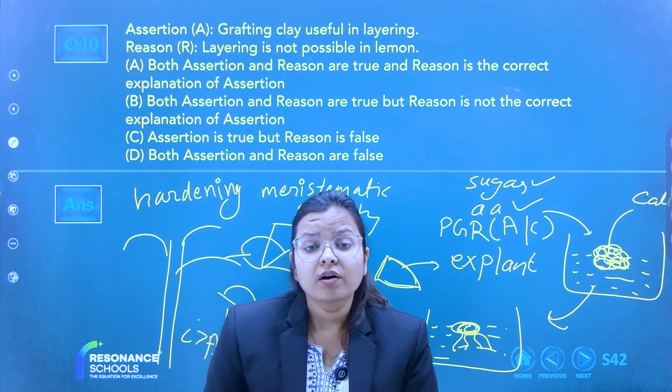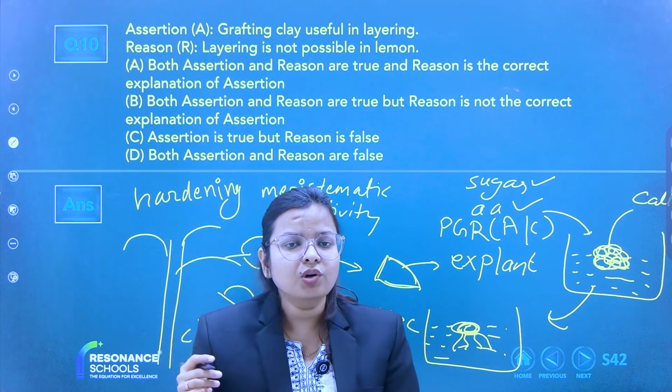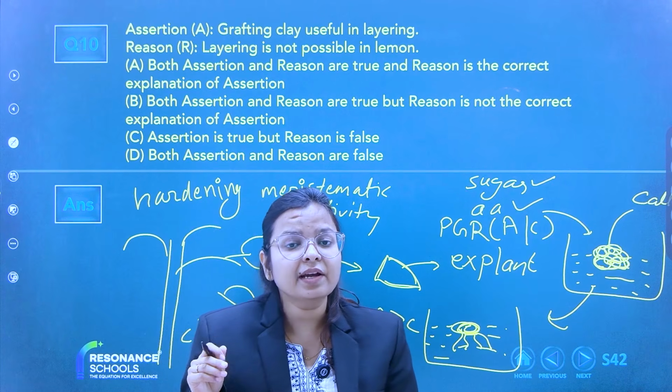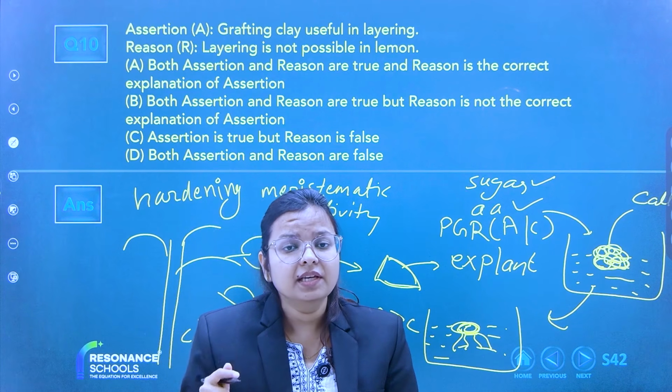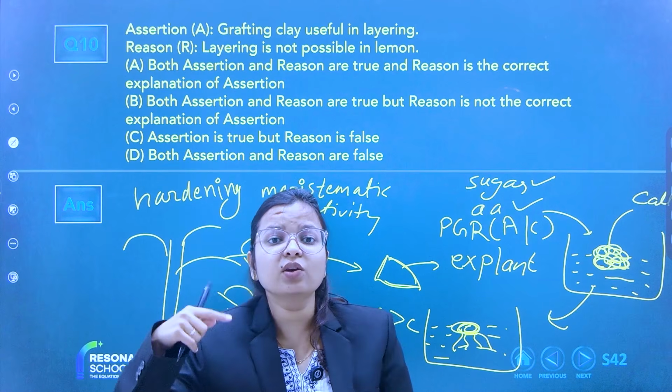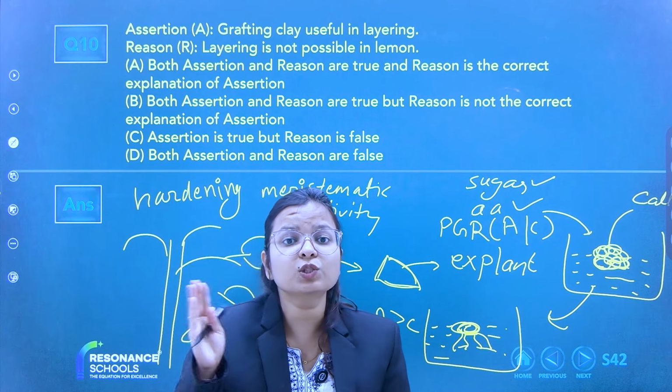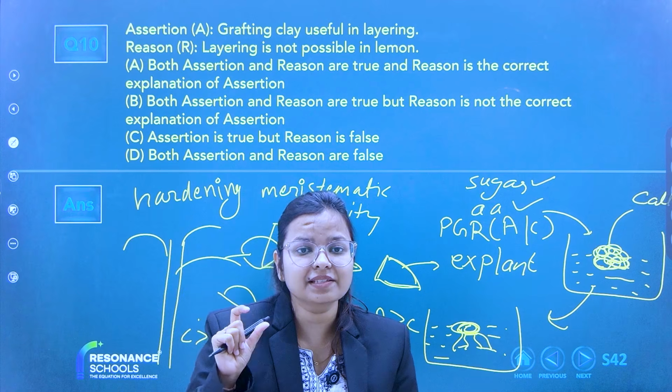Meristematic cells are cells which can grow unlimitedly; they are not specialized cells. If cells are specialized, they cannot divide further. If they are not specialized, they are meristematic cells and they can divide.